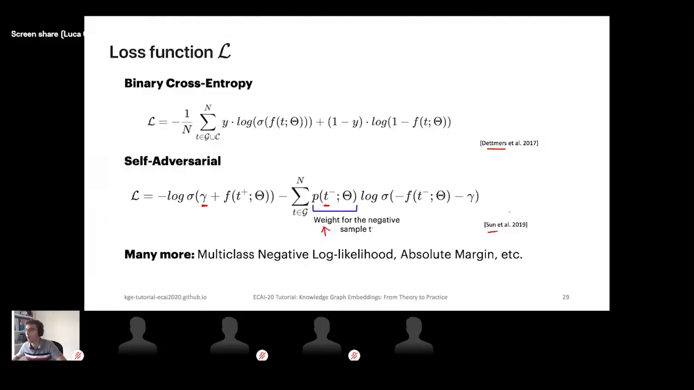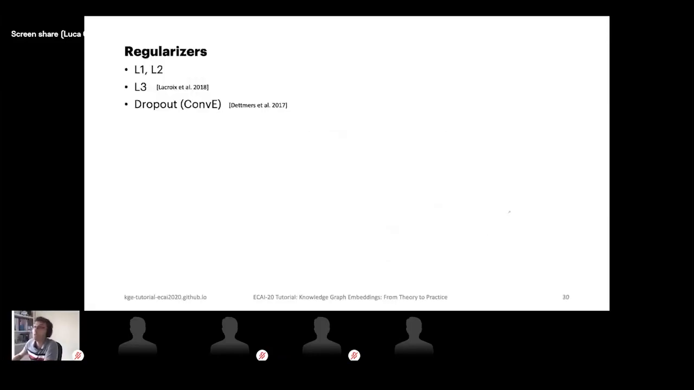Okay, so as I said, many more losses are available in literature. Again, I invite you to look up recent surveys and papers on the topic. Now, speaking of losses, it is also quite important to remember that there are a lot of different ways to add regularization using classic L1, L2 or L3, as proposed by the paper that introduces a model called ComplEx-N3, which is, to the best of my knowledge, probably still the model that is topping the leaderboard as we speak. Other architectures use dropout, for example, ConvE, right?